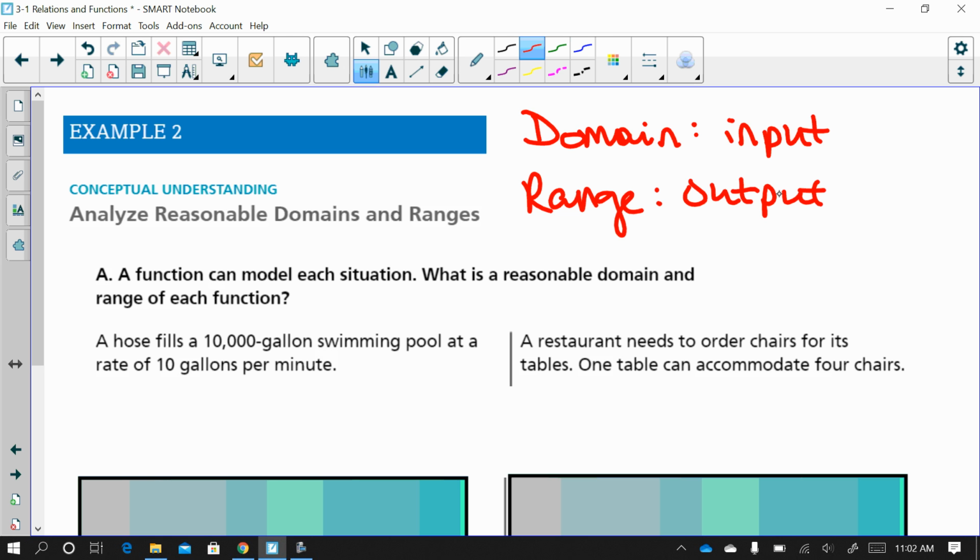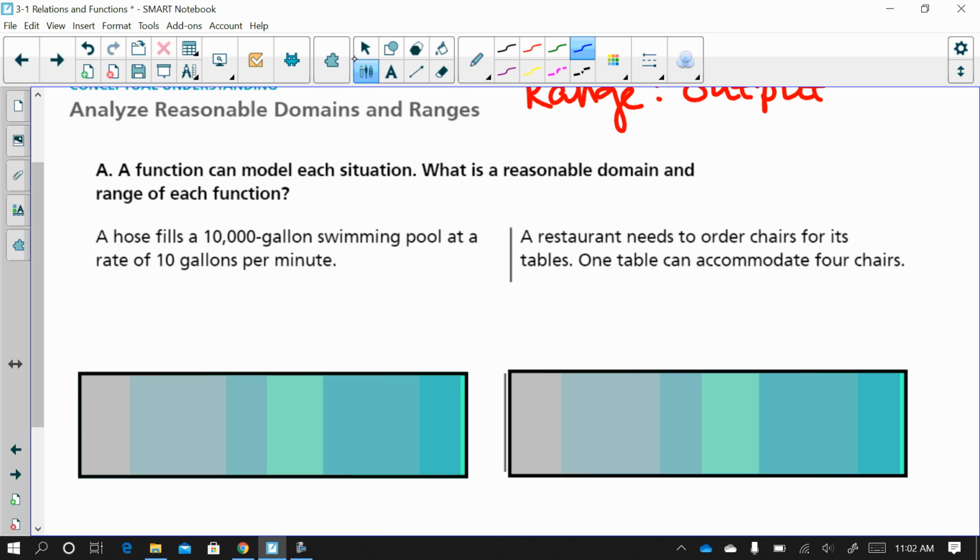Let's look at letter A, the first one here. A hose fills a 10,000-gallon swimming pool at a rate of 10 gallons per minute. I like to also identify what two things we're really working with here. I see gallons and I see minutes. Don't worry about just the numbers. Think about what two actual things we're working with. If I input gallons, am I going to get minutes out? No, that doesn't make a lot of sense in this scenario.